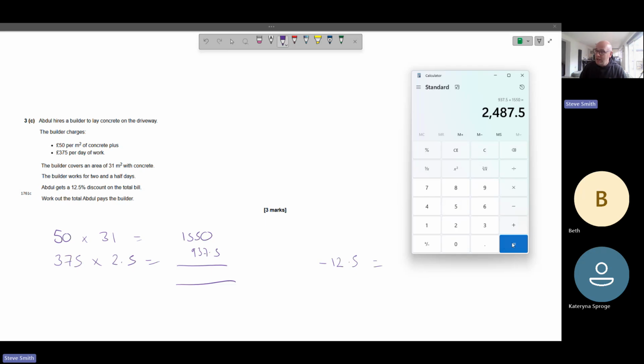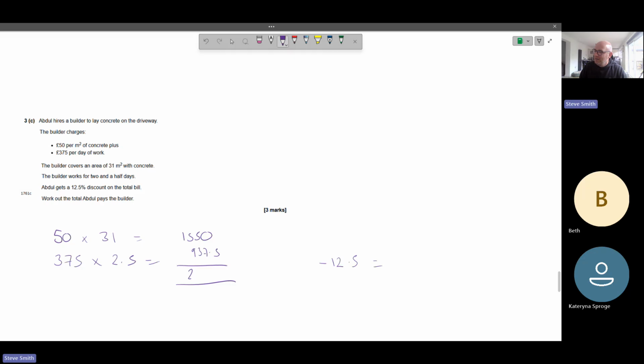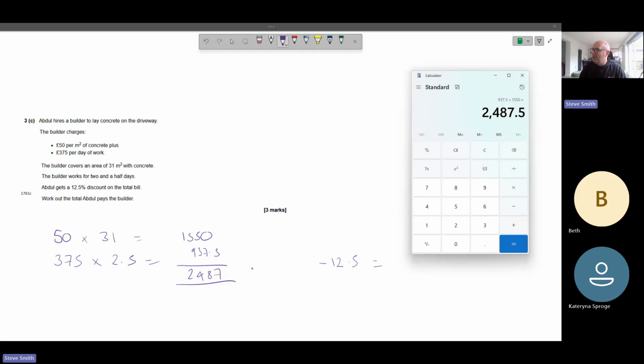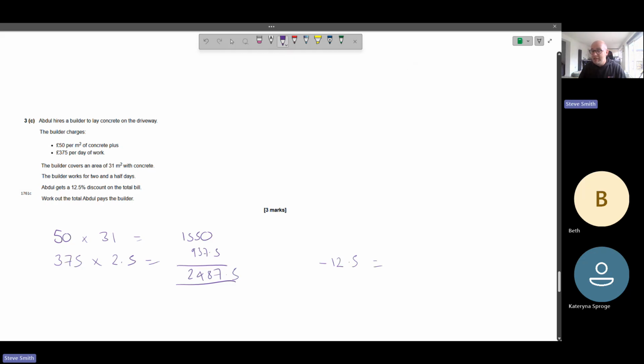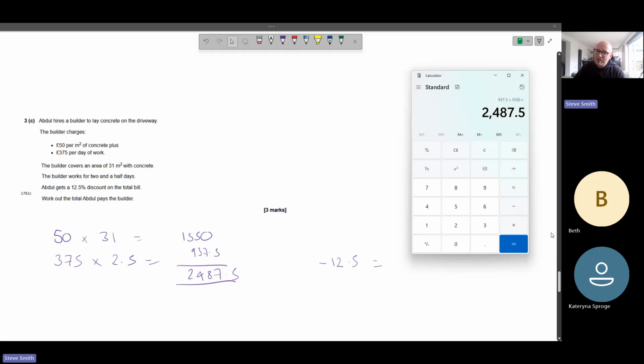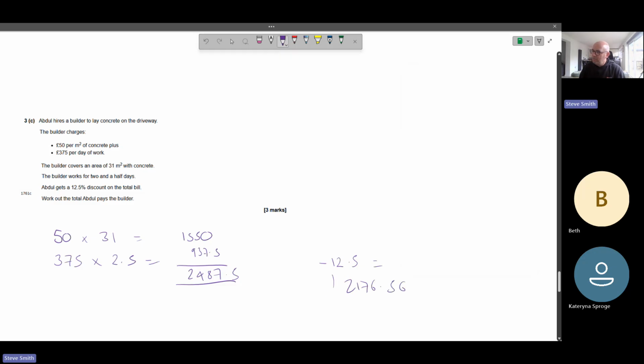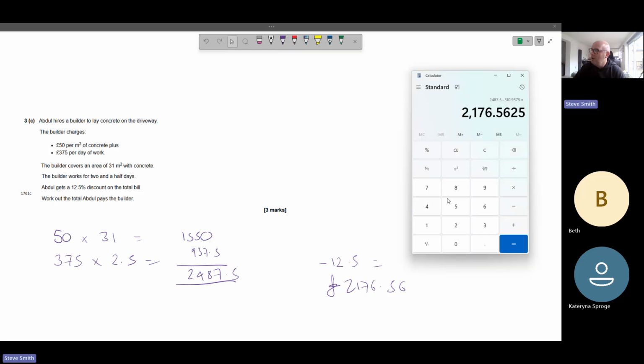That's the total price for the job, if he pays by bank transfer. If he pays by cash, I'm not saying that's what happens, you get a discount if you pay by cash. But he's going to get 12.5% discount. As we said before, if you know how to work your calculator, minus 12.5% equals the amount you're going to pay. £2,176.56. Okay.